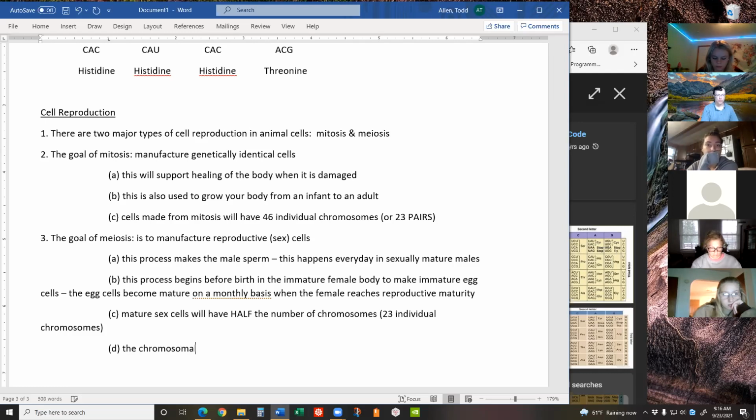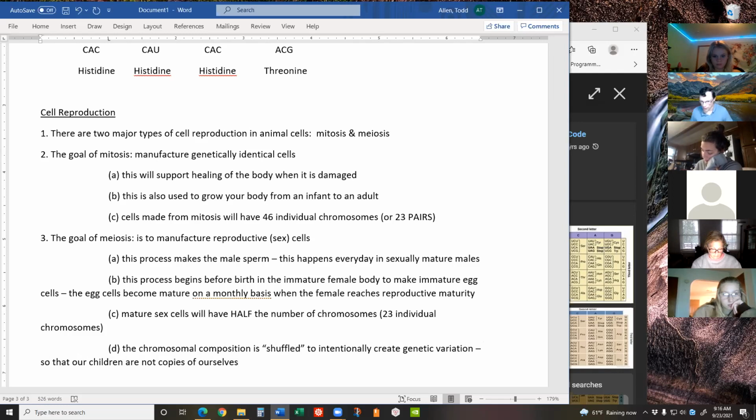The chromosomal composition is shuffled to intentionally create genetic variation so that our children are not copies of ourselves. Okay, we don't want that. Mother Nature doesn't want that. That would be boring. And it also would not be very healthy from a species perspective.